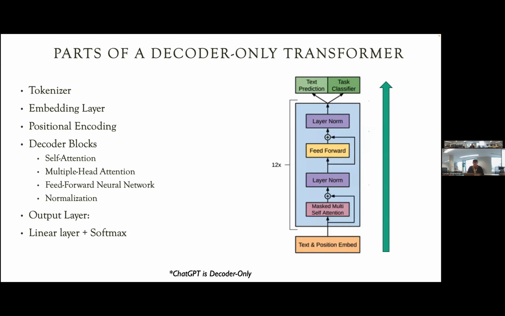Now breaking this down a little bit further, looking at the decoder only transformer, again, we get our text and position embeddings. We'll just pretend that that's already done. We go through a process. We're going from the bottom up here. I'm having a hard time finding my cursor here. We're going to go from the bottom up, right?